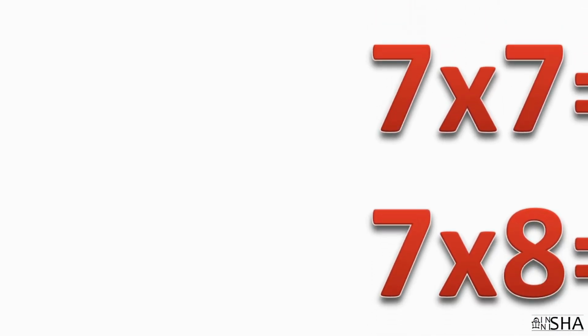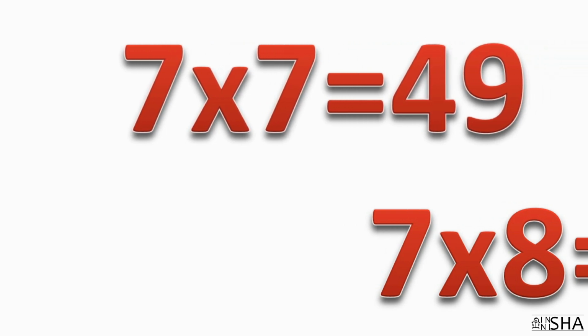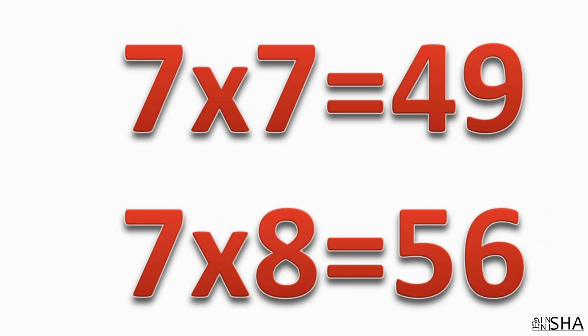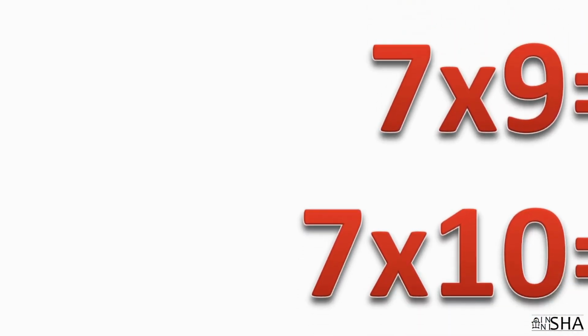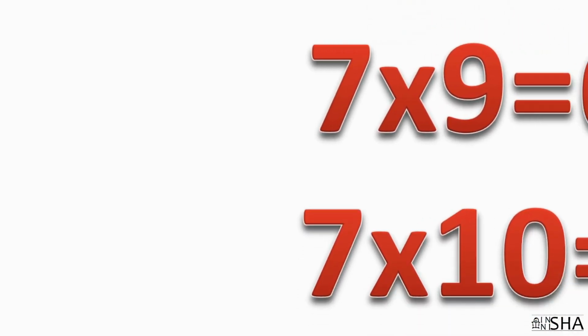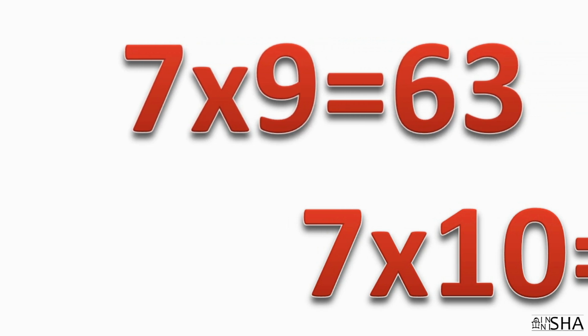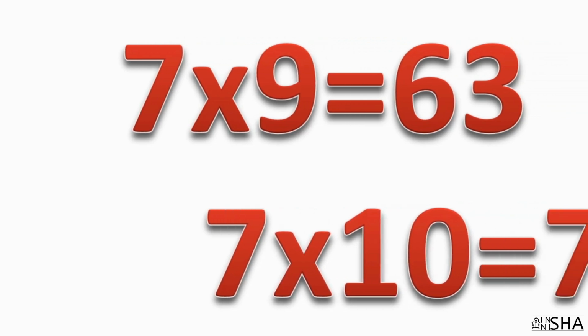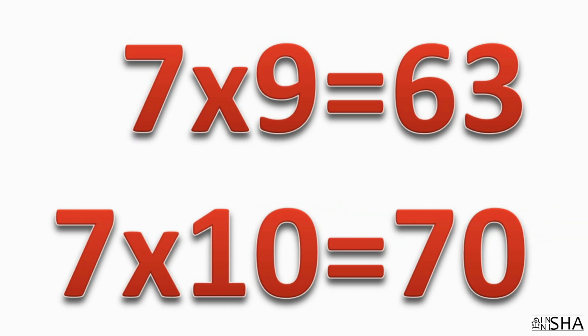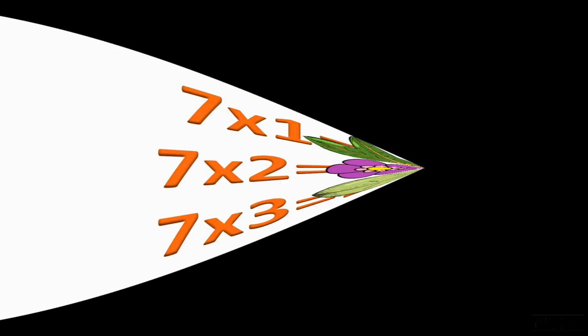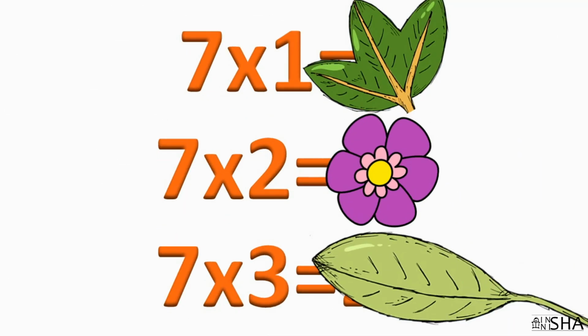7 times 7. 7 times 8. 7 times 9. 7 times 10. Cool! And now let's find out which number is hidden.